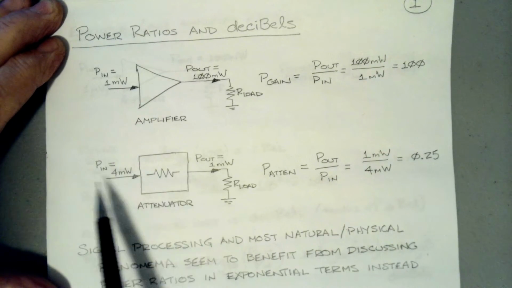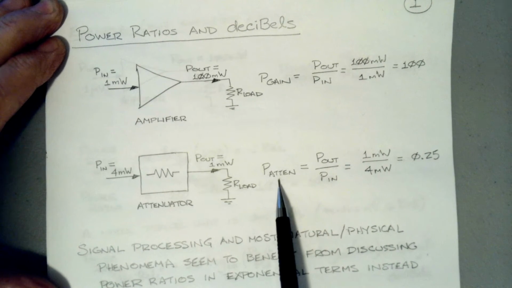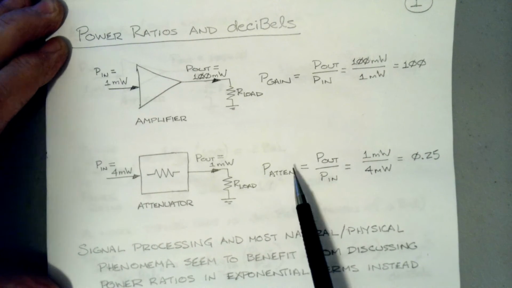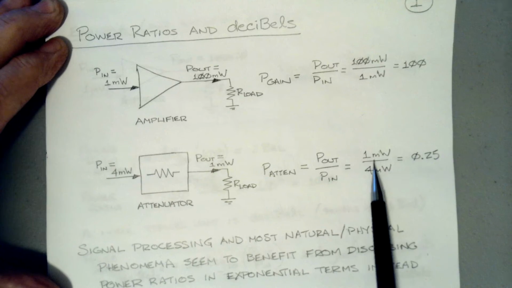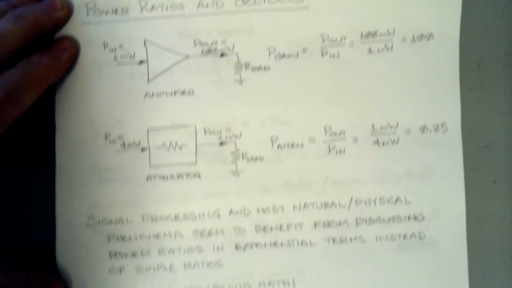And here we have an attenuator where we come in with 4 milliwatts, we come out with 1 milliwatt, so maybe you could still call it P gain. I just called it P at 10. P out over P in, 1 over 4, 0.25, not a lot of complication there.